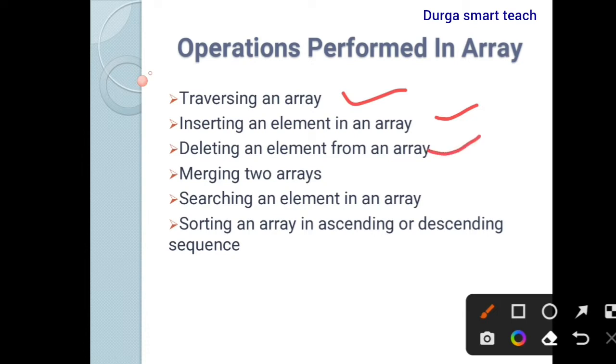Deletion means removing an element from the array. Then merging two arrays, combining two arrays, searching for an element, and sorting the array either in ascending order or in descending order. So we can perform all these operations on an array. Let's see them one by one.